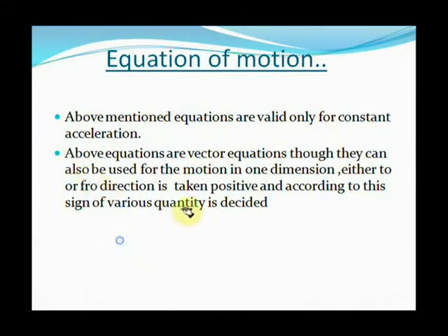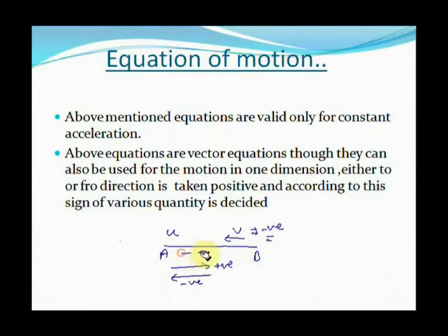For example, if a particle is traveling along a straight line from A to B with some velocity u, we can decide that the direction from A to B, that is this direction, is positive, and the direction from B to A is negative. So accordingly we can say that the particle has positive velocity. Suppose there is another particle traveling from point B to point A with velocity v. The velocity of this particle will be negative.